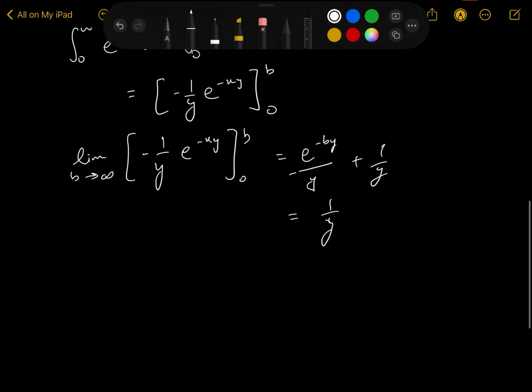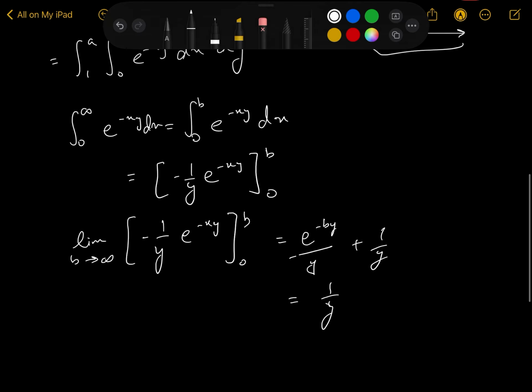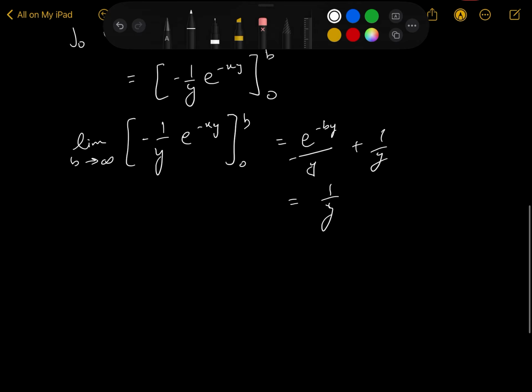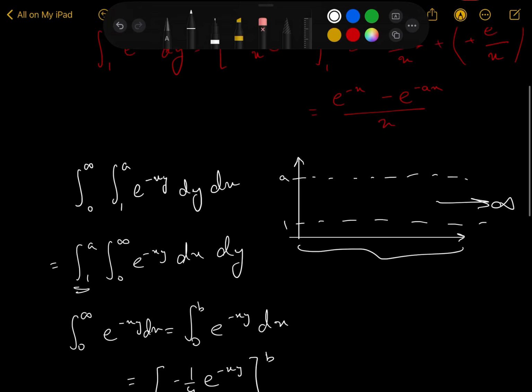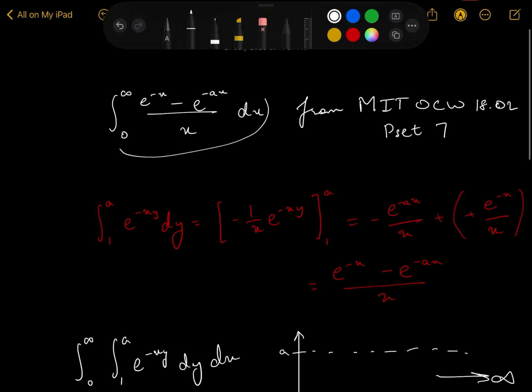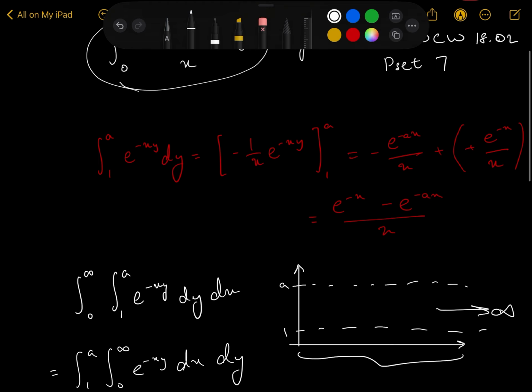And so now that we have this, we can just plug this back into our earlier one over here. And so we can write this as the integral from 1 to a of 1 over y dy, which is of course just ln a minus ln 1, which is just ln a. And that is our answer. And so this integral, which looks pretty daunting at first, is quite resolvable if we know this critical piece of information.